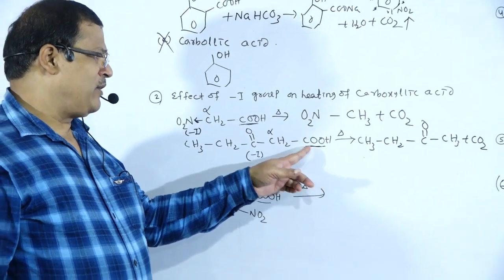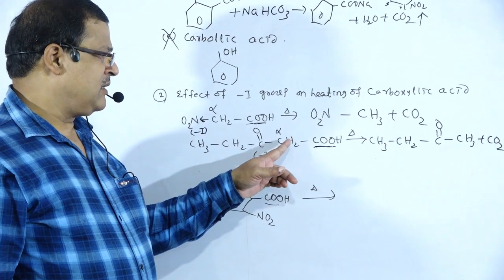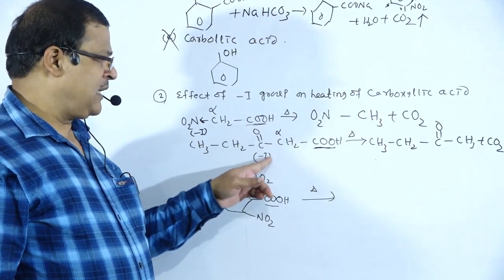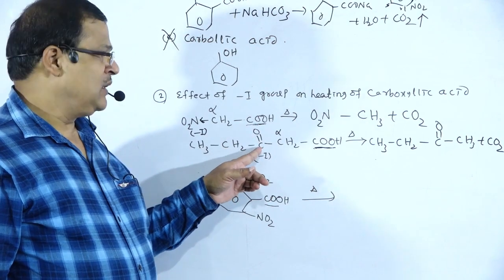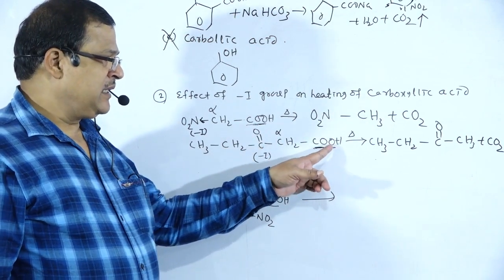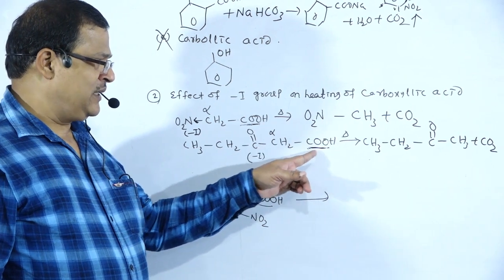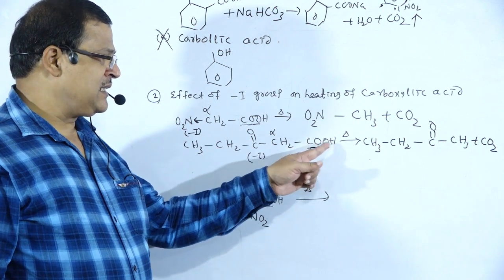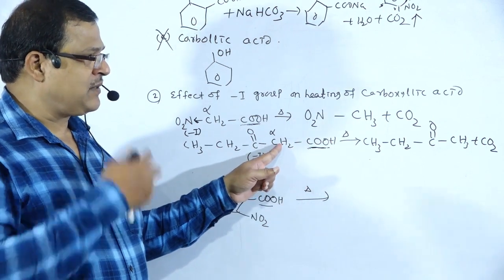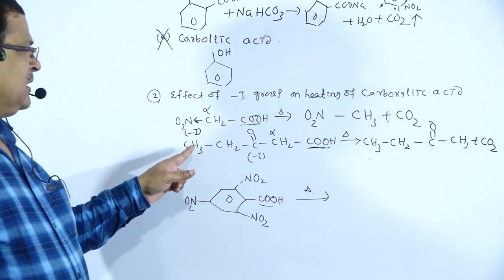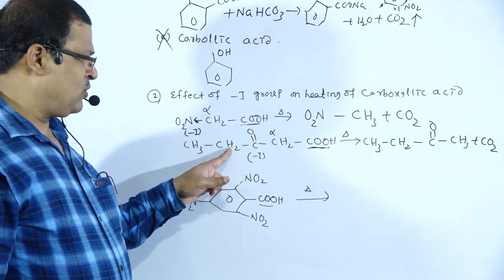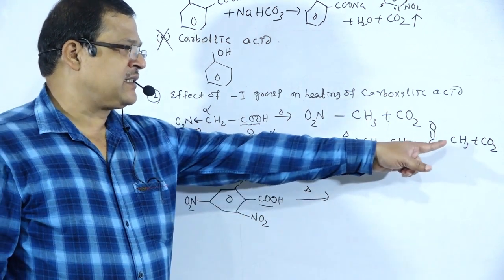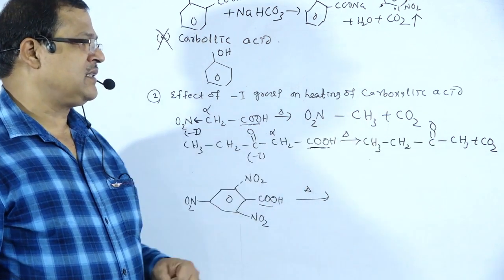The COOH group is nearby this carbon atom, the alpha carbon atom, where there is a CO group that is also treated as a minus I group. So whenever this compound is heated, CO2 is released as carbon dioxide, and H is attached to this carbon atom, forming CH3. So what will be the product? CH3, CH2, C double bond O, CH3, and carbon dioxide gas is released.